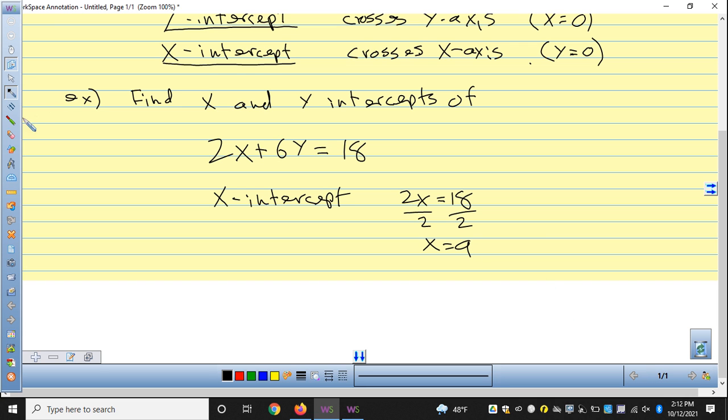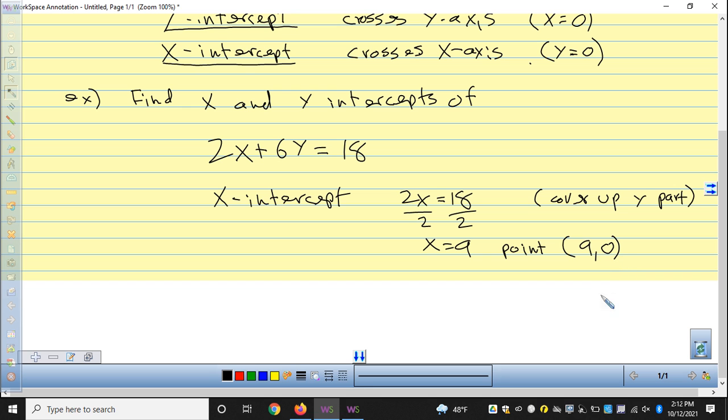So I'm thinking of covering up the y part to get the x-intercept. I could write this over here. Cover up the y part. So to get the x-intercept, I'm covering up this part, and I get 2x equals 18. Now I want to emphasize that this is a point on our graph. This is the point (9, 0), because y equals 0.